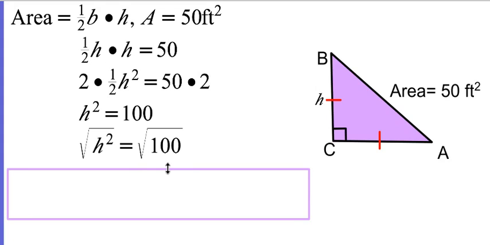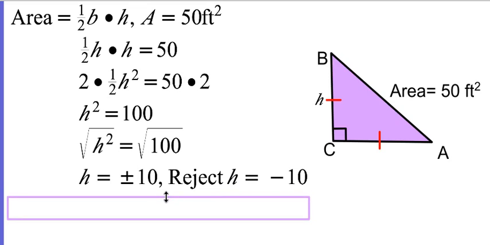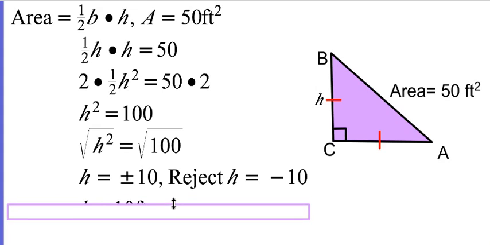So I know that negative 10 times negative 10 is positive 100. Positive 10 times positive 10 is positive 100. So there are 2 possible solutions. However, we're going to always reject the negative solution when we're dealing with geometric shapes because we cannot have a negative length. So the height is equal to 10 feet. Okay?